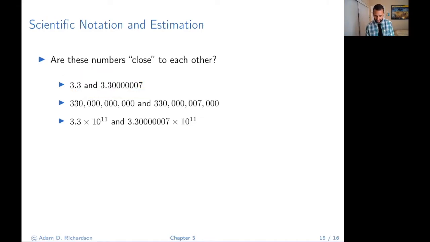Now, look at the next set right here. Are those two numbers close to each other? Let's see if we can say that in words. Maybe that'll help. That is 330 billion versus 330 billion 7,000. What do you think? Close or not? What's funny is some of you might think that they're actually not that close, because if you were to put it in dollars terms, 7,000 is a lot of money. Well, it's not a lot of money at all when you're dealing in the scale of billions.